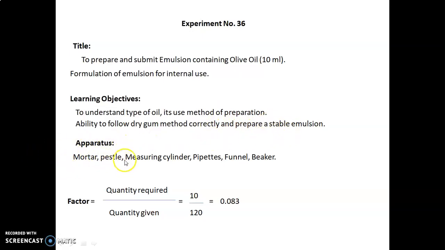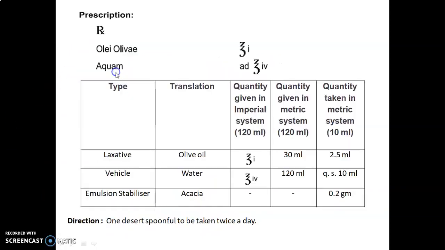Apparatus required are mortar, pestle, measuring cylinder, pipettes, funnel, beaker. Factor is calculated as quantity required upon quantity given, that is 10/120, which is equal to 0.083. Next, the prescription given is over here, which is denoted by the symbol Rx.